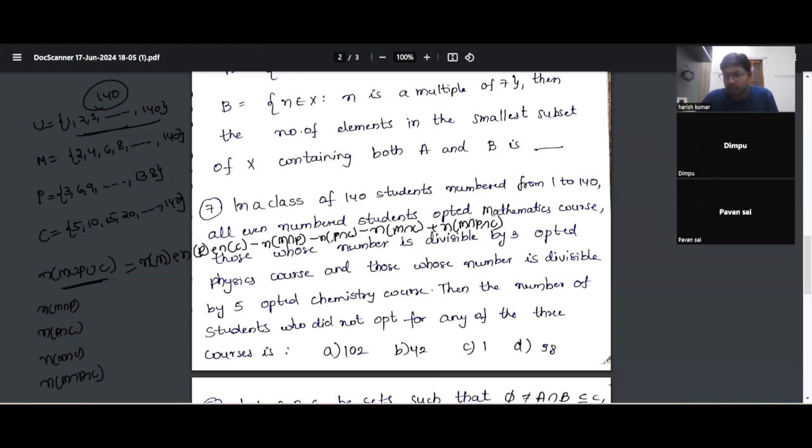All right, this is the formula. So I know only these things. What do I know? I can find n of m, n of p, and n of c. Using this logic, using these sets, I have to find the remaining elements. That is one way. So let's do that.